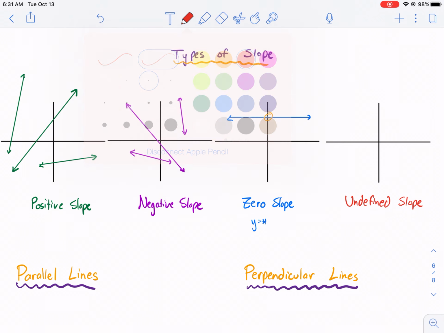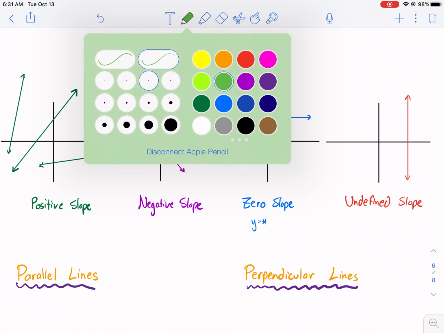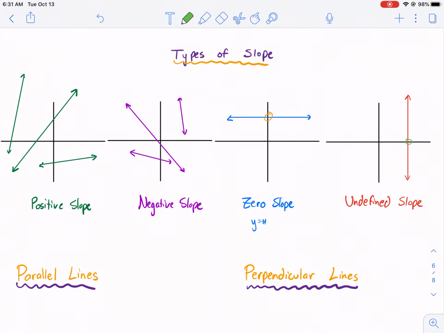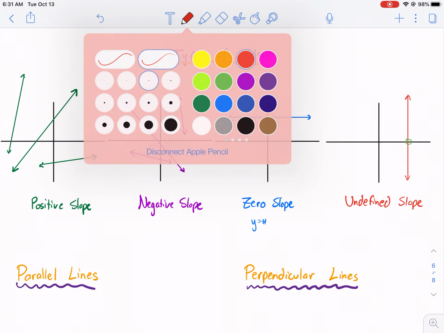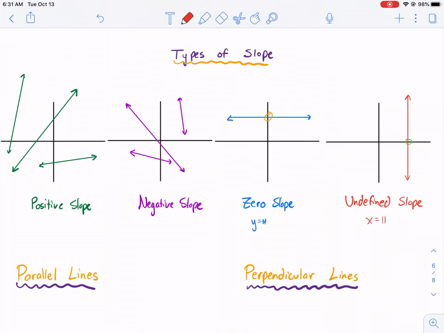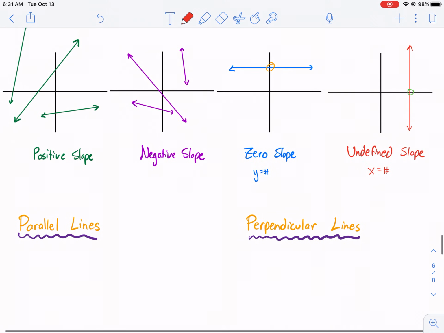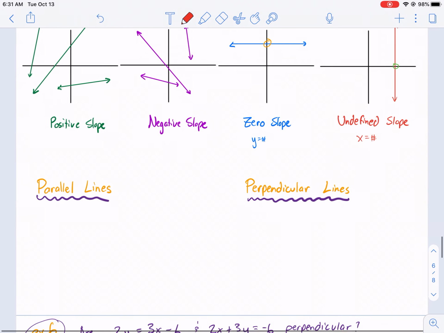Undefined slope, this is when you're dividing by 0 with your slope, and we have no y-intercept. It is a straight vertical line, but it does have an x-intercept. That's why it is in the form of x equals a number. Okay, positive slope, negative slope, make sure you check those. Those are going to be the values in slope-intercept form for your m, your slope value, and it's always going to be the coefficient of x.